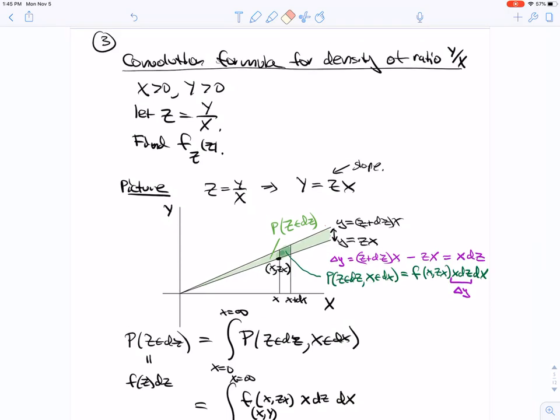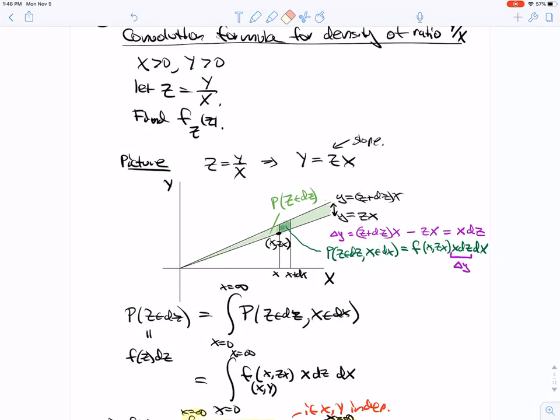So now we do the convolution formula for the density of the ratio Y over X. Here X and Y, let's say, are greater than 0. Z is Y over X. So the picture we have is as follows. We can interpret Z as the slope.